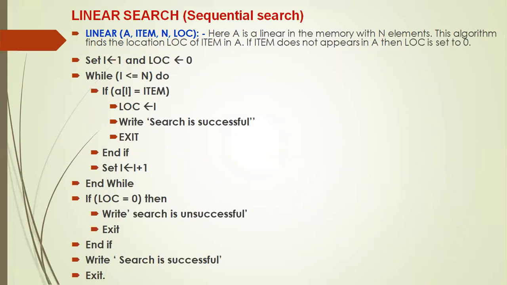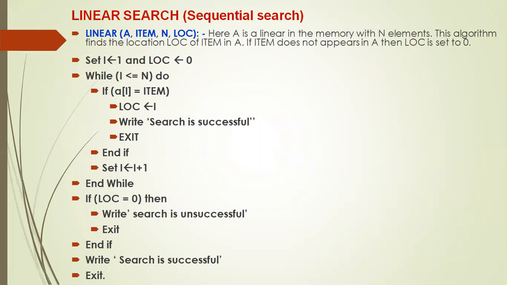Then 2 is less than or equal to 10. Check whether A2 is equal to item. If A2 is equal to item, then I value is how much now? 2. 2 is set to LOC, which means the item is present in the second place. So like that, each time we are comparing the search element with every element of the array in one particular order. To understand this algorithm, let us consider an array like this.